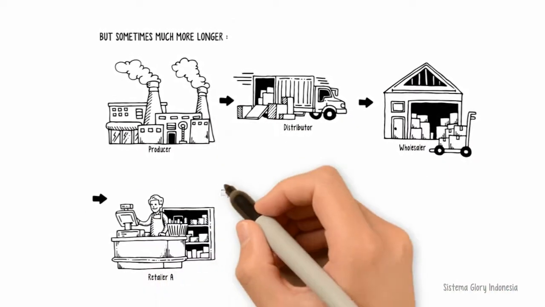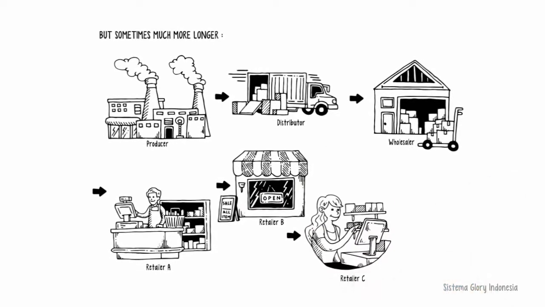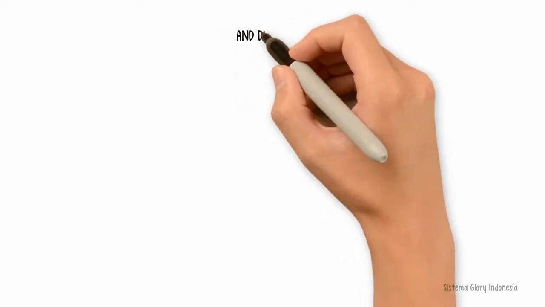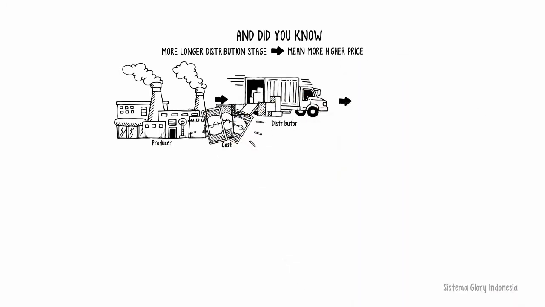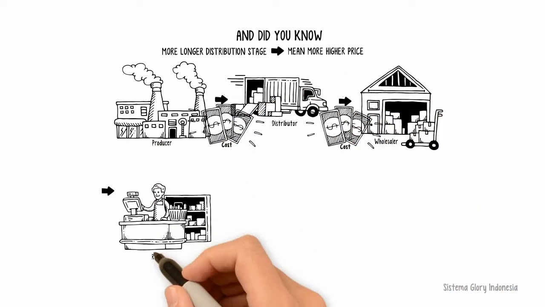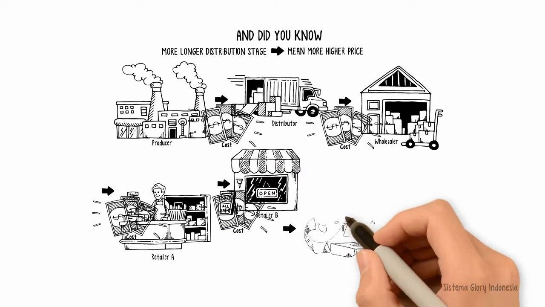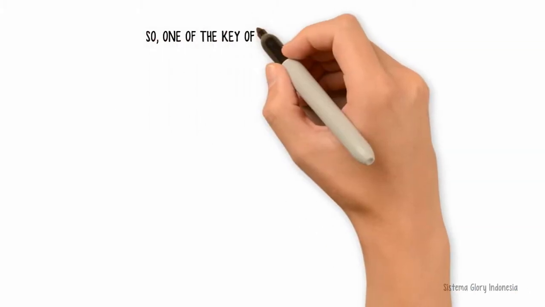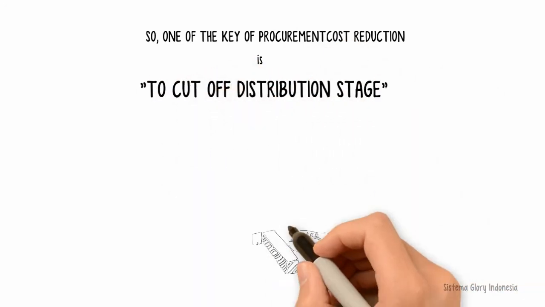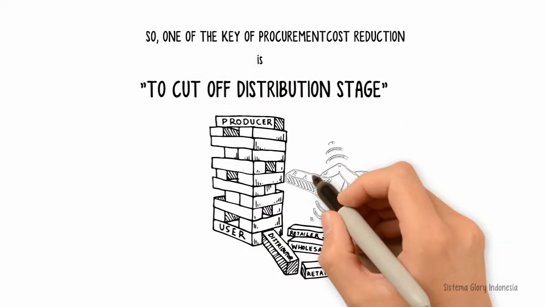It goes through more than one retailer until it reaches the consumer. And the longer the distribution chain, the higher the cost. Cost is added with every stage of distribution, ending up in significantly higher price for the consumer. So one of the keys to procurement cost reduction is to cut off distribution stages.